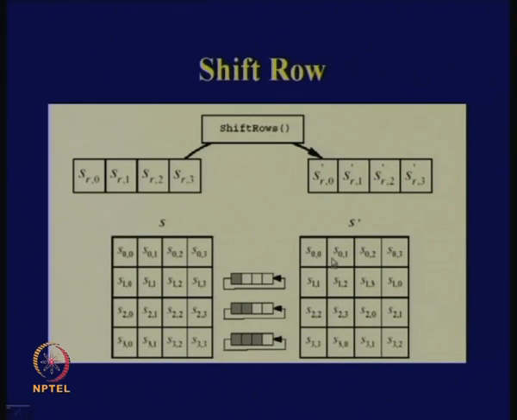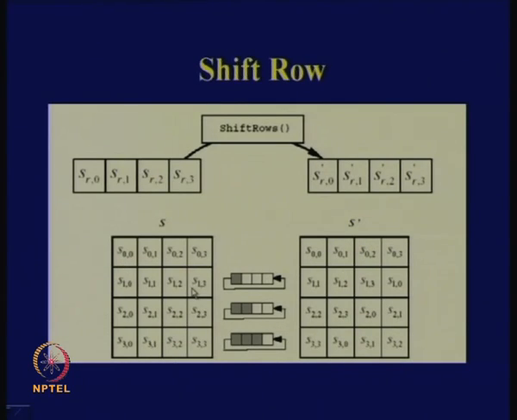So in this case the advantage of having such a shift row operation is that, as we shall see if you observe the diffusion of AES also, the reason why the shift row is used is that it tries to diffuse a disturbance in one of the bytes to as many columns as possible.